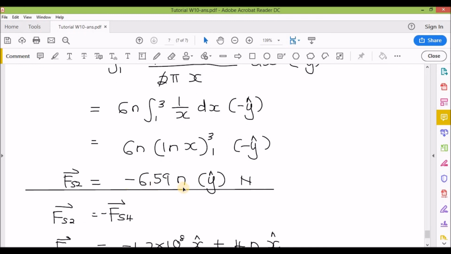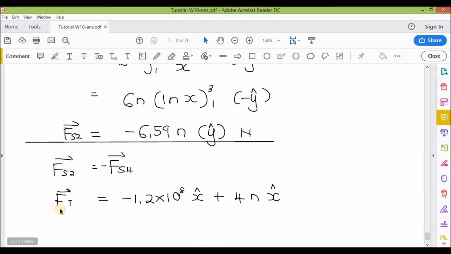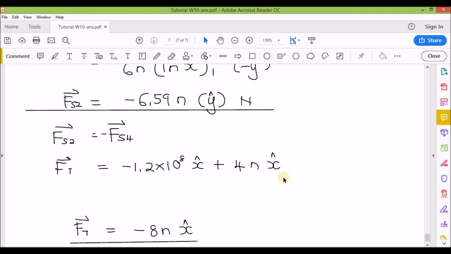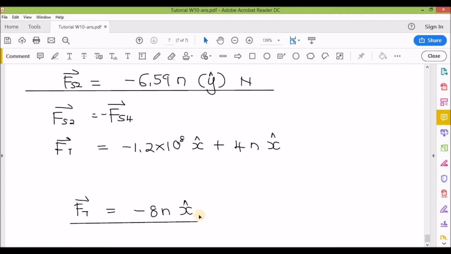When we add all the forces from side 1, side 2, side 3 and side 4, eventually we only actually consider the force due to side 1 and also side 3. So it will be negative 8 newton, it should be a newton here. So this is the explanation for the tutorial week 10.